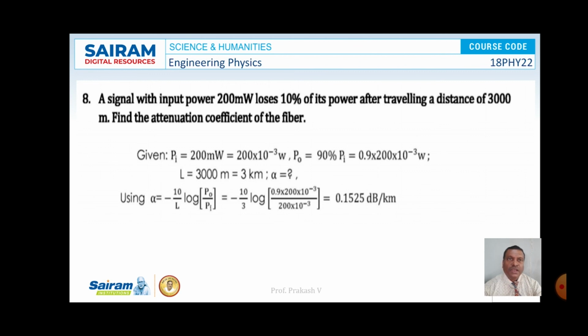That is the attenuation coefficient. So we know that alpha is equal to minus 10 by L log of P naught by Pi, that is equal to minus 10 by 3 log of 0.9 into 200 into 10 to the power minus 3 divided by 200 into 10 to the power minus 3, and on simplification the value of alpha is found to be 0.1525 dB per kilometer. This is the solution for the given problem.